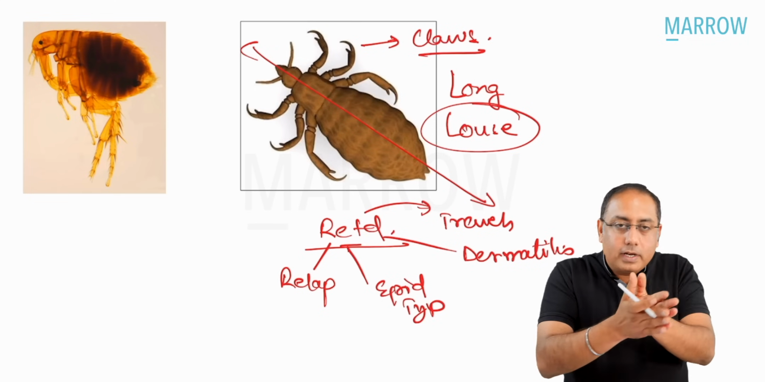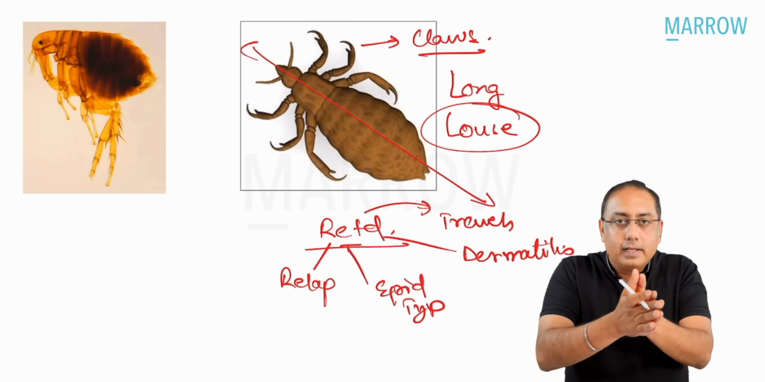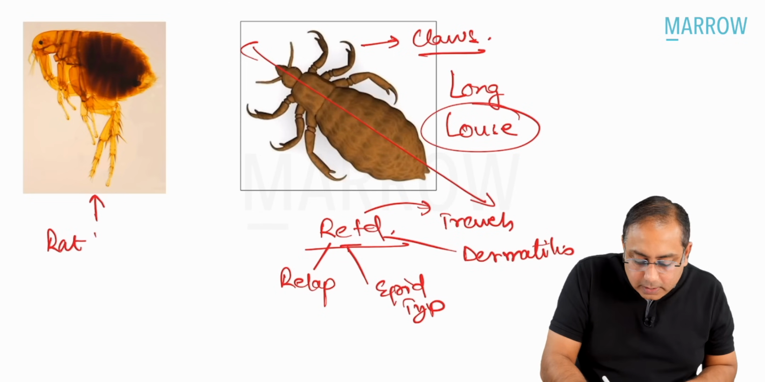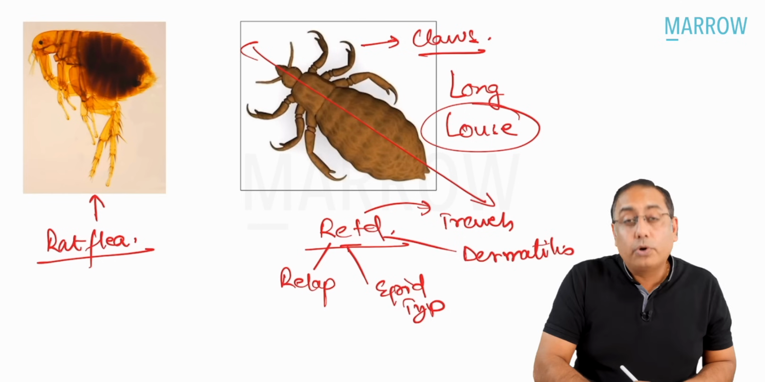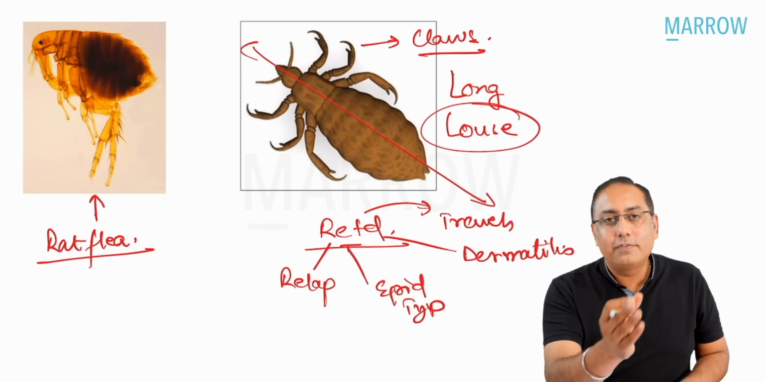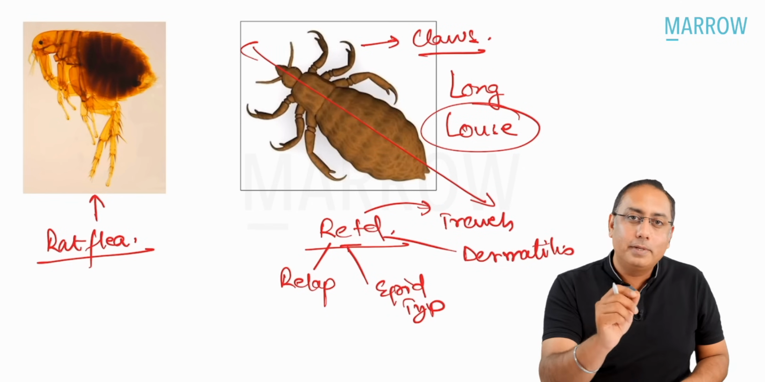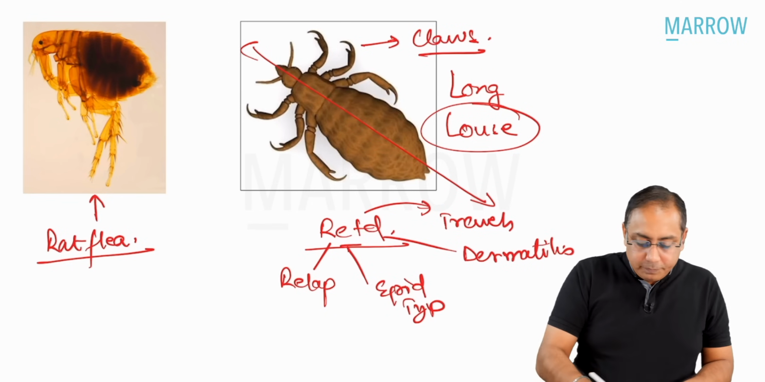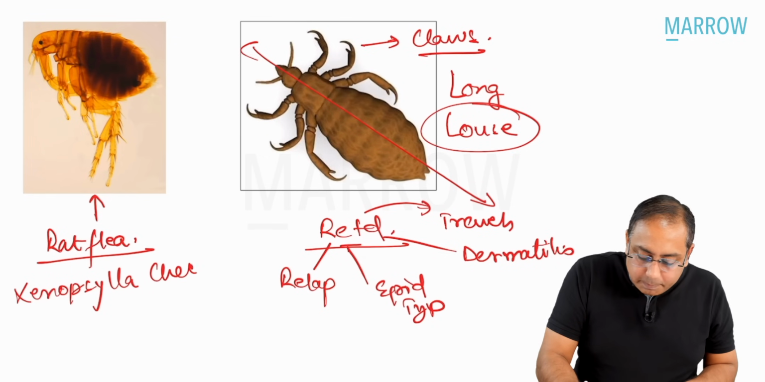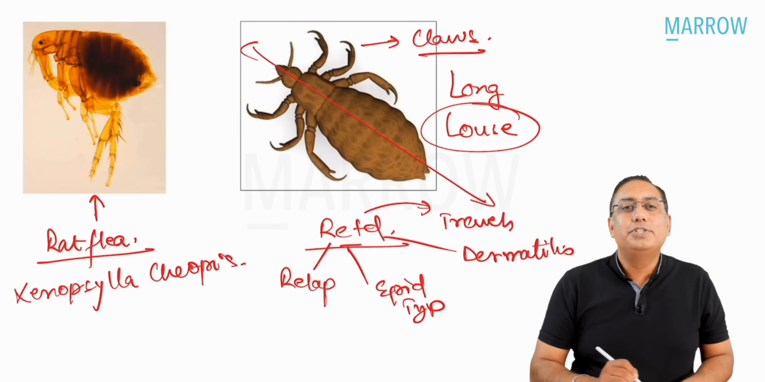Now you see this insect which is a flat kind of insect. It is left and right bilaterally flattened, and this flattened insect will have long legs, and this is called a rat flea. The home name, the nickname is rat flea, the scientific name is Xenopsylla cheopis. It is called Xenopsylla cheopis.